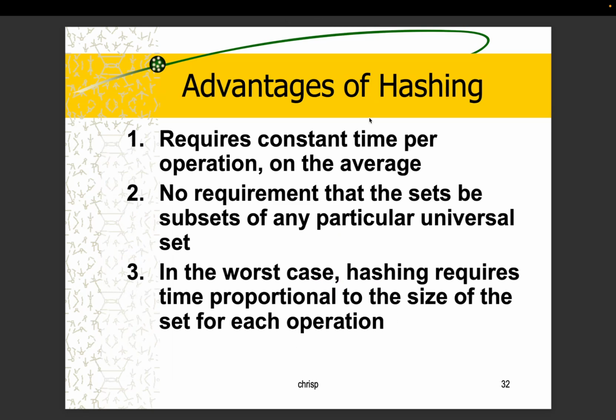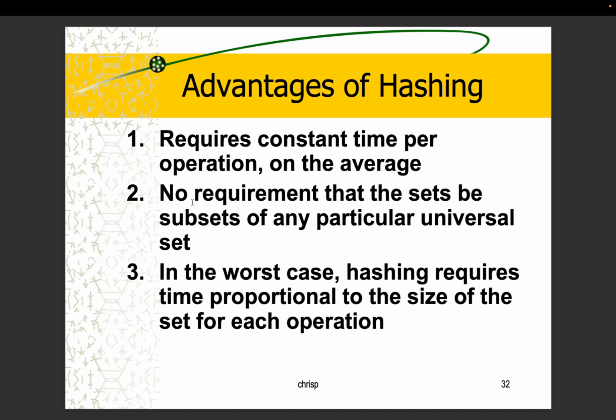So, the advantage of hashing is that it's constant time per operation on the average. So, constant time is O(1). There's no requirement that the set be a subset of any particular universal set, meaning we're not stuck with having, let's say, a universal set that contains all numbers from 0 to 100. It can be any value.